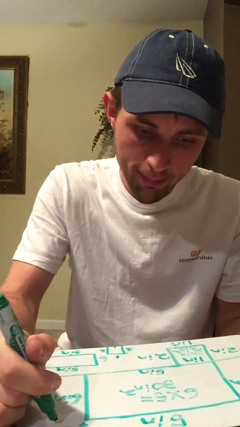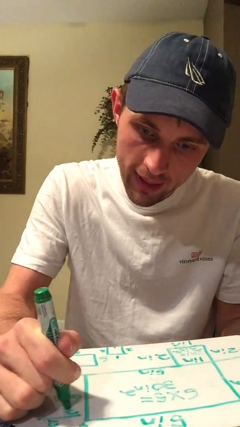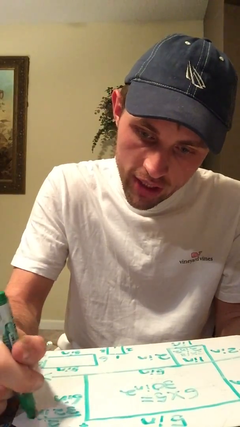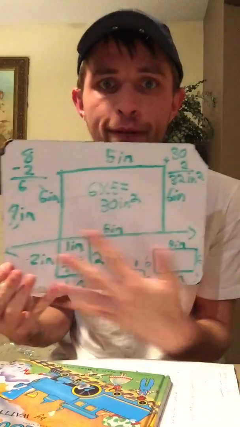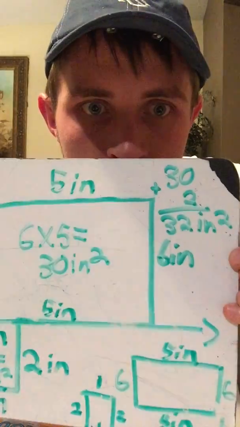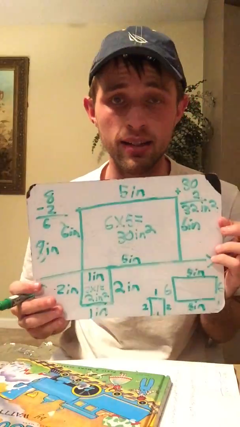Now what do I have to do? What's step 4? Because I found the area for both shapes, right? So what do I have to do now? Add the areas, right? I have an area of 30 plus my area of 2. It's going to give me 32 inches squared. So the area for this entire thing is 32 inches squared. Do you all see that?